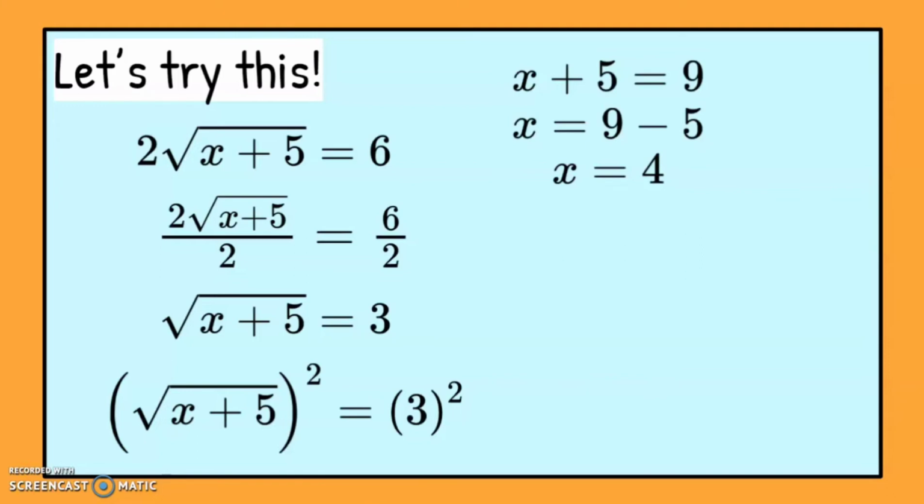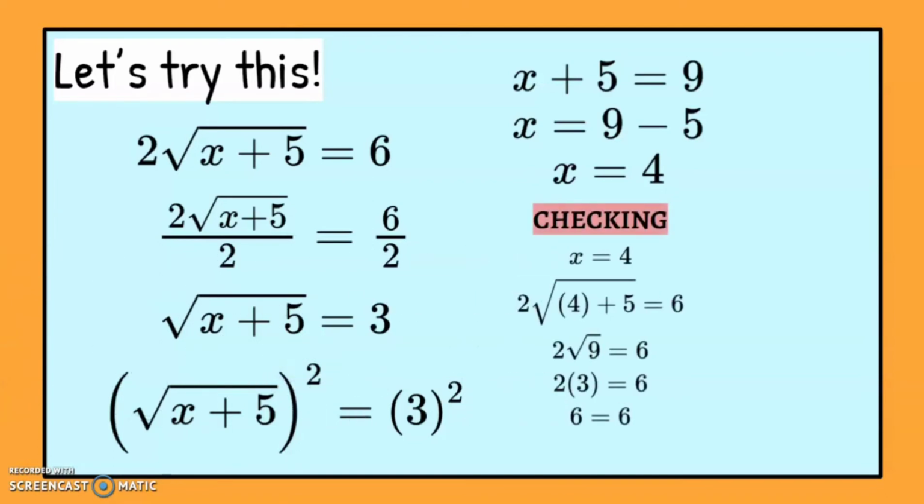Again, to check if our value of x is a solution to the equation, we just have to use the original equation, replace x with its value, and check if they will be equal. So we have 2 square root of the value of x, which is 4, plus 5 must be equal to 6. 2 square root of 4 plus 5 is 9, so must be equal to 6. 2 square root of 9 is 3. 2 times 3 is 6. As you can see, they are equal. Then, 4 is a solution to the given equation.